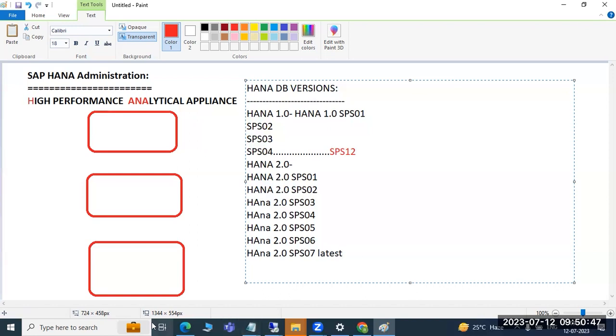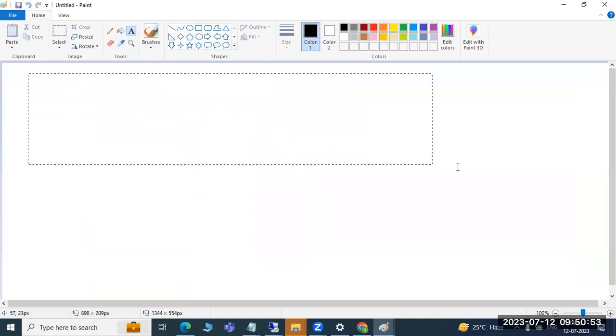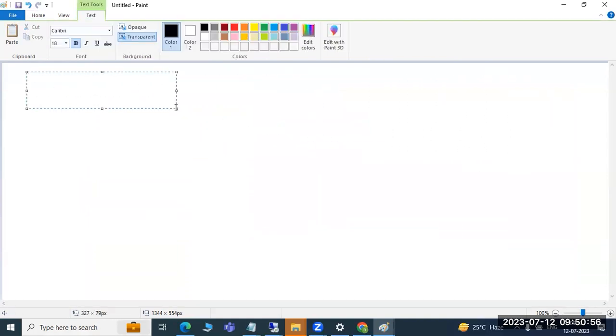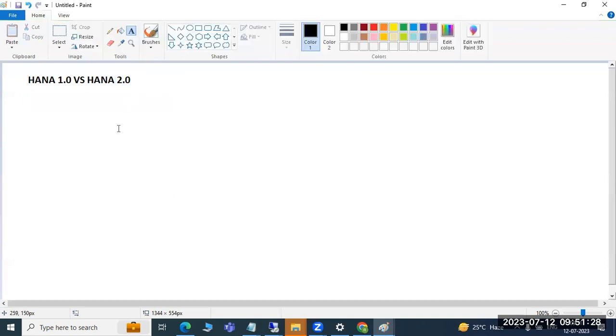So if I talk about the differences between HANA 1.0 versus HANA 2.0, I think everybody knows the difference between the Robo 1.0 movie and Robo 2.0, which they released in all the languages. In 2.0 they have used high technology, some new technology. There is a small difference between 1.0 and 2.0. So also in HANA 2.0, there are a lot of features they have introduced.